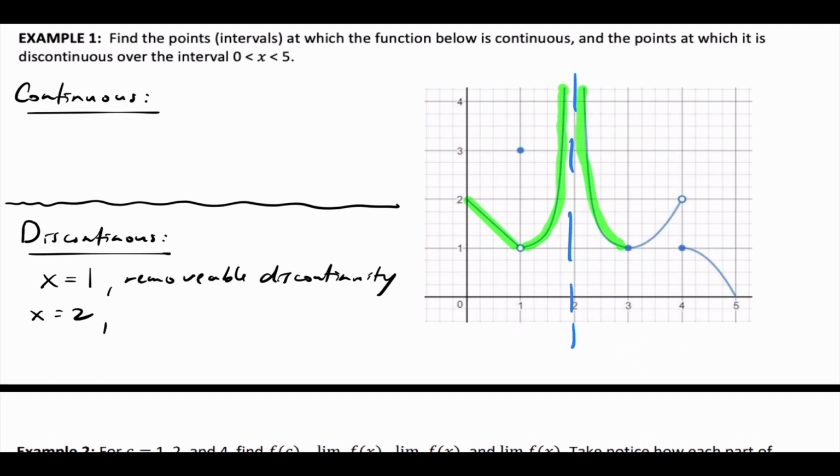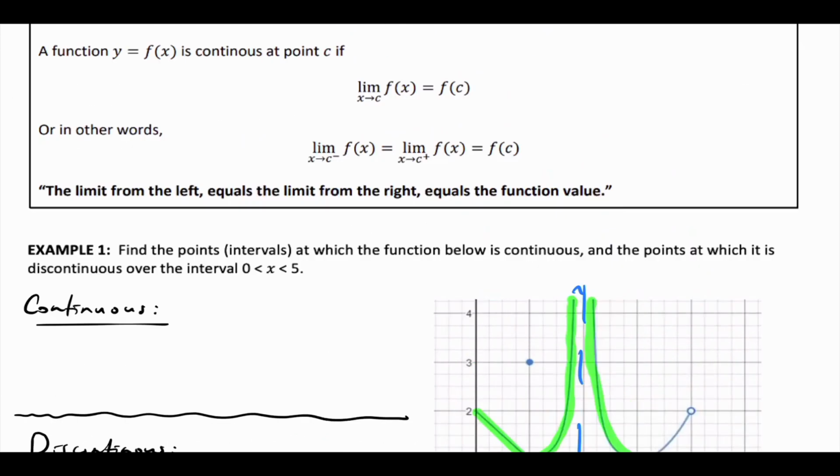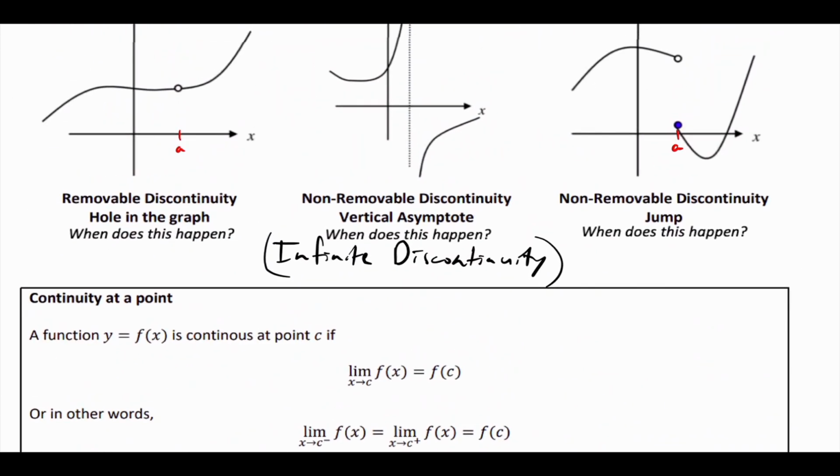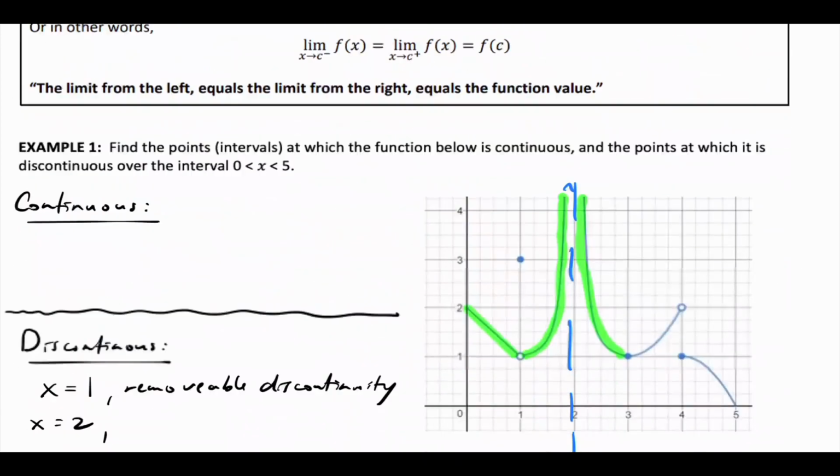There's a line at 2 that it doesn't cross. So it's, like you guys said, it's non-removable. It's non-removable, but it's also called infinite. So either one, non-removable / infinite.